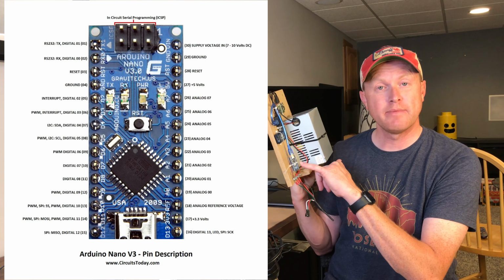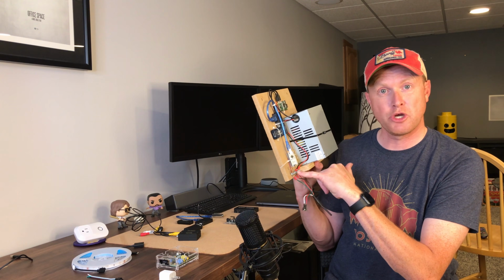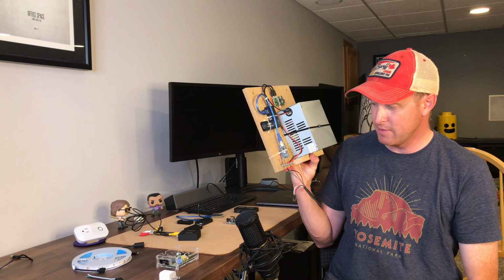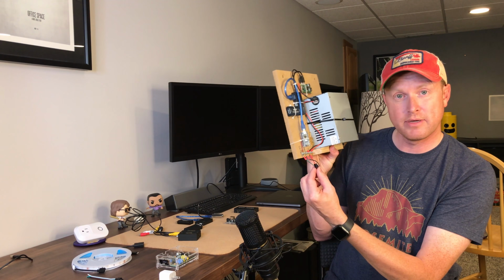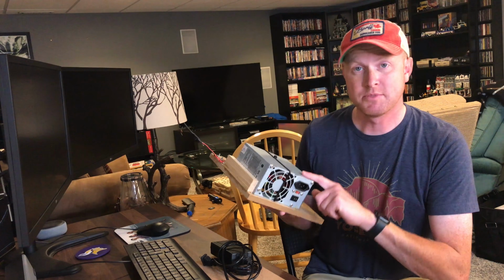So I have a wire that's coming out of the digital 6-pin of the Nano, and it goes down to this little terminal block that I set up with a couple screws. And then down here is the little plug that plugs into the LED light strip. Now there's 2 important things I want to talk to you about when it comes to the power supply.